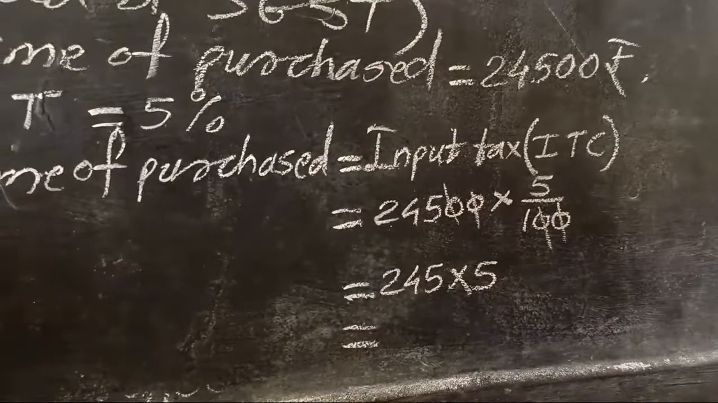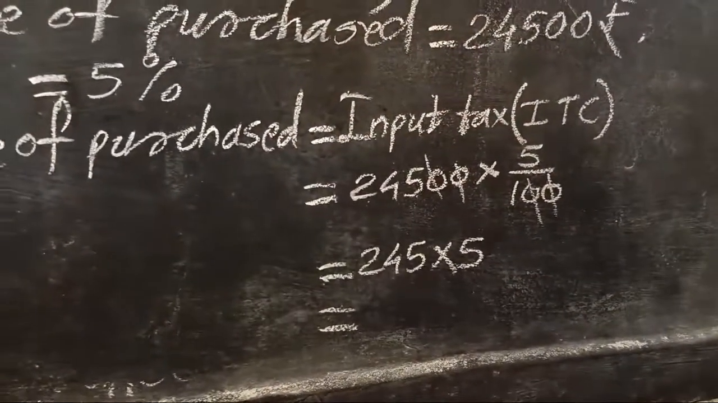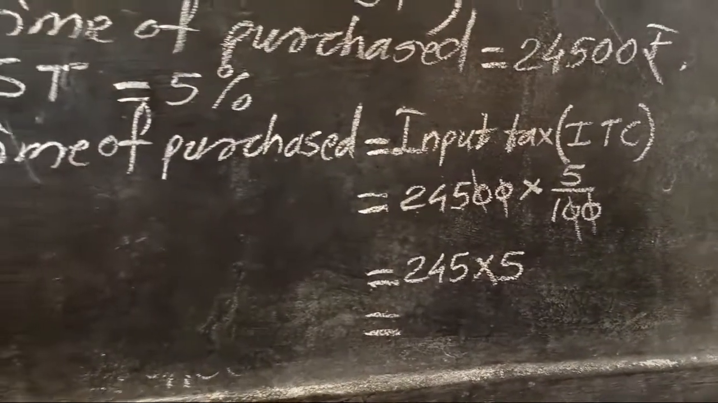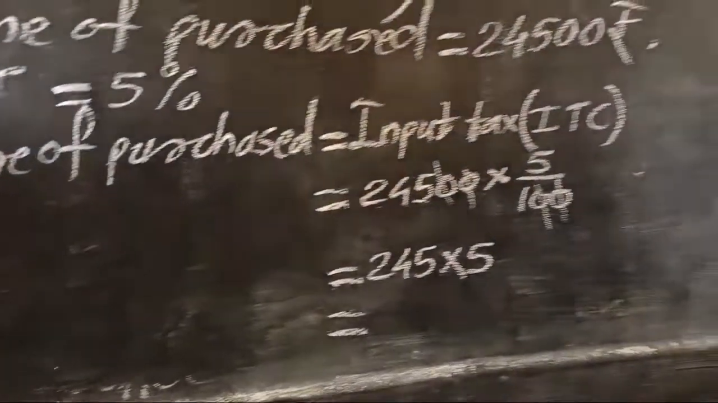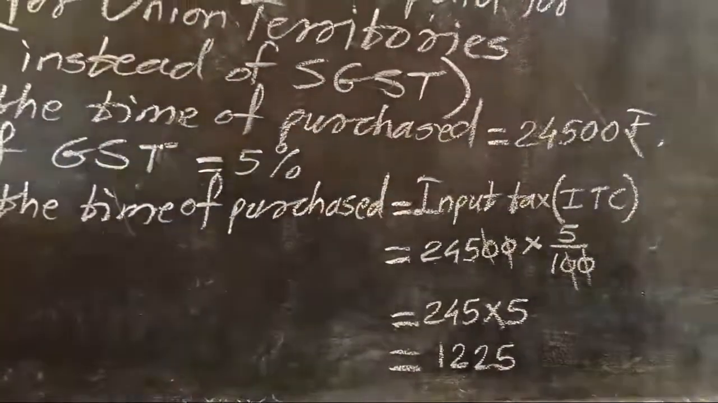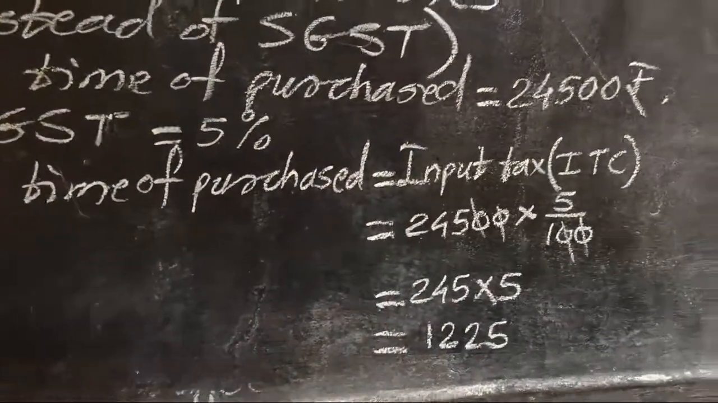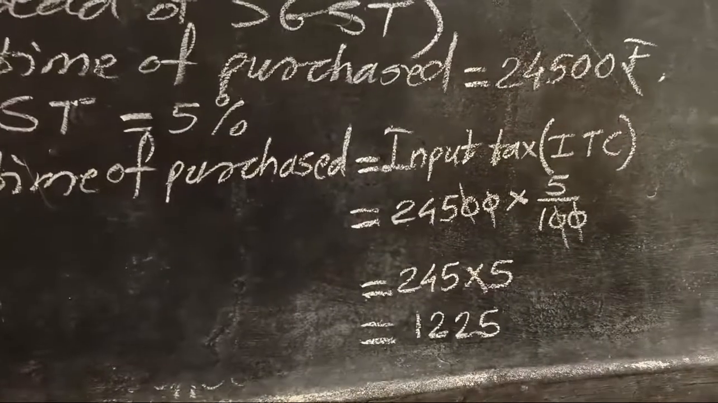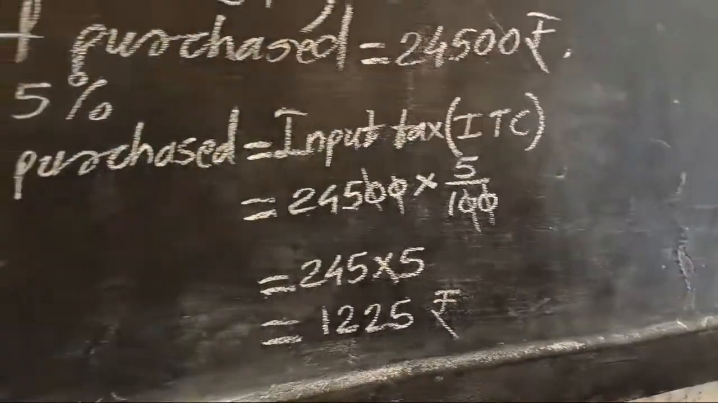What is the multiplication? 1,225. How many students get 1,225? Yes, good. Many students get that multiplication. And rupees.